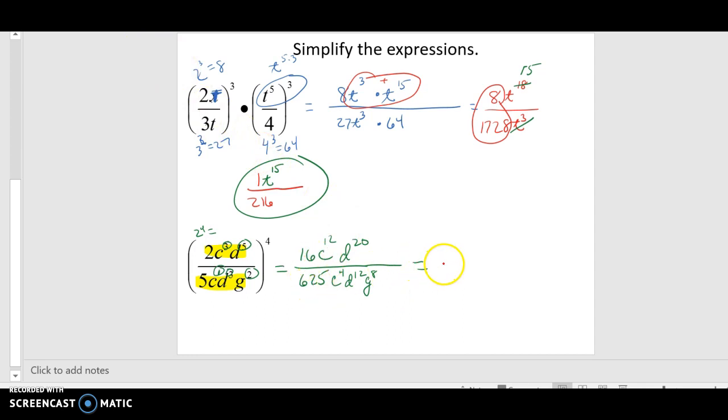So 16 over 25 cannot be reduced, but 4 c's cancel 4 c's off the top to give me 8 left over. So c to the 8th. 12 d's eliminate 12 off the top. I have 8 left, so over d to the 8th. I have no g's to cancel out, so I keep g to the 8th on bottom.